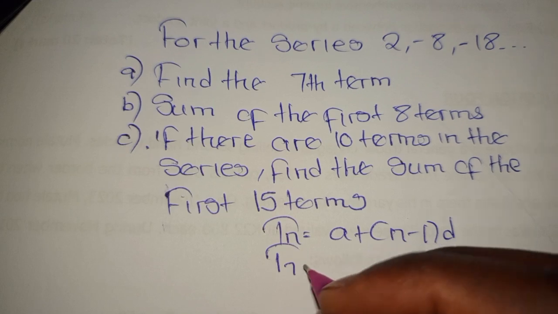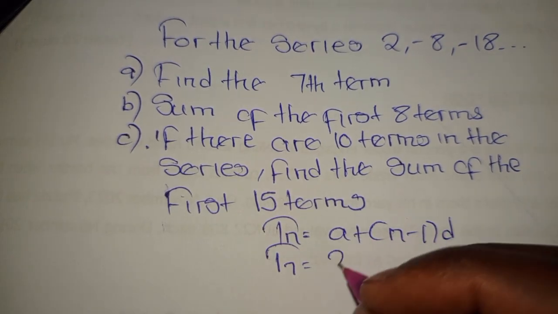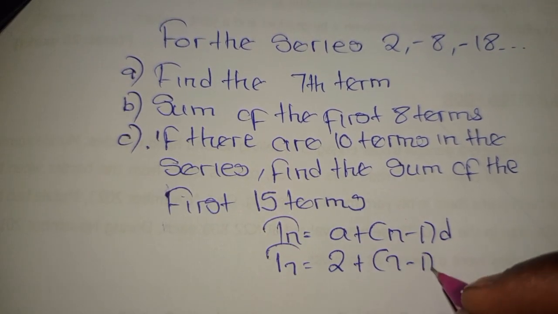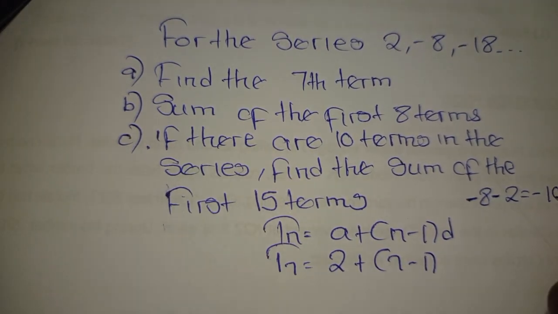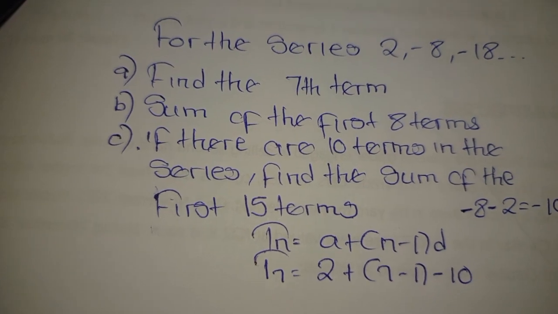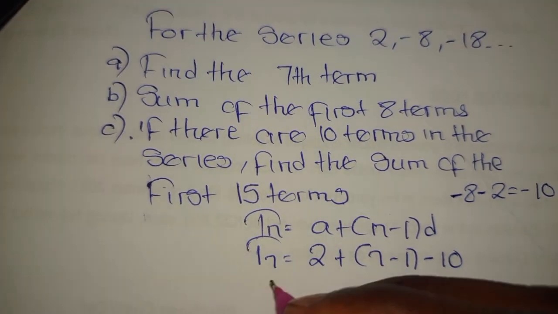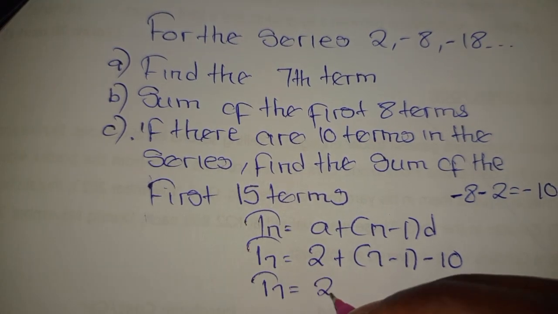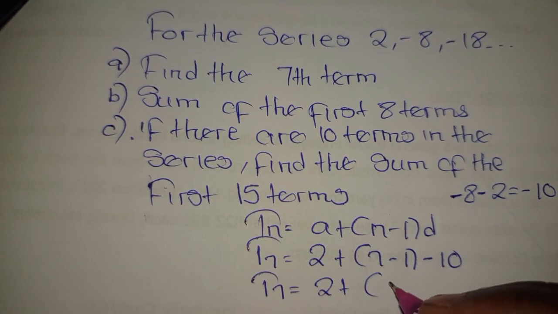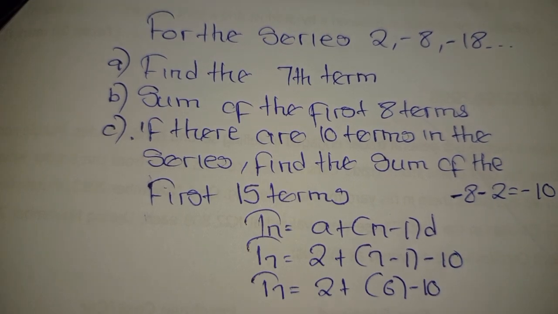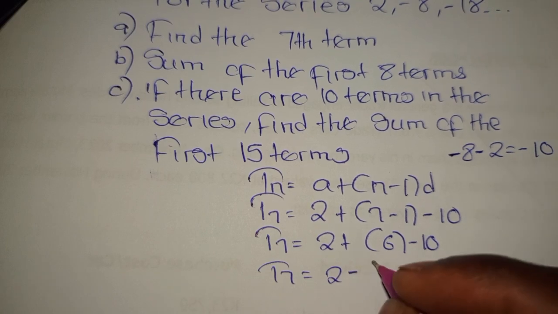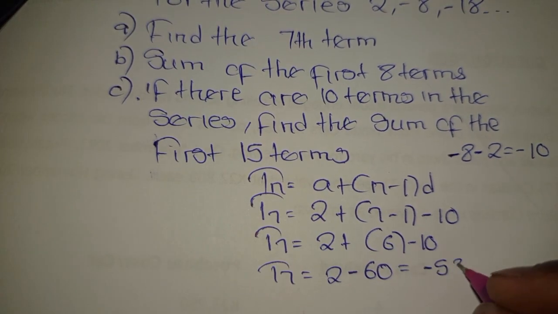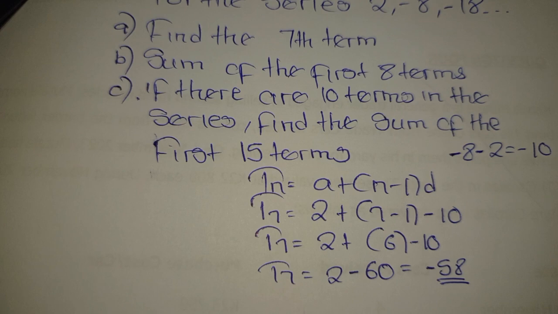You are told to find the seventh term, where a is the first term, in this case 2, plus 7 minus 1, and d is the common difference, which is -8 minus 2, and you get the value to be -10. So here we put -10. The seventh term is 2 plus 6 times -10. You know that 6 times -10 is -60, and when you subtract, you get your answer to be -58. So -58 is the seventh term.